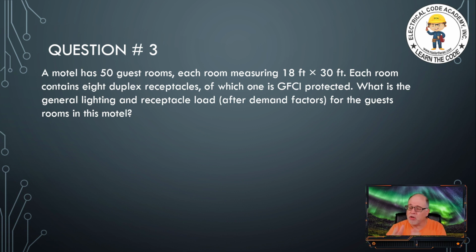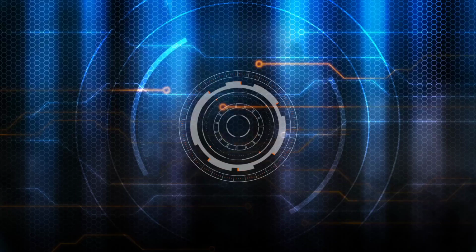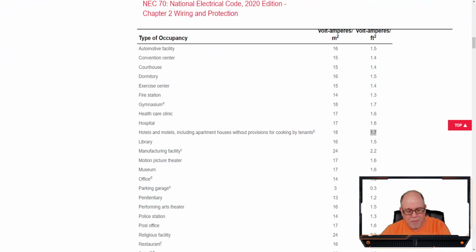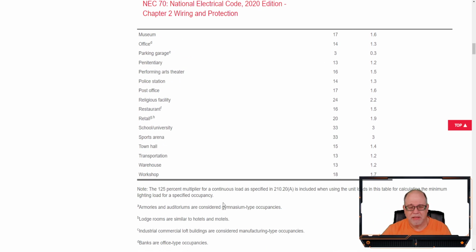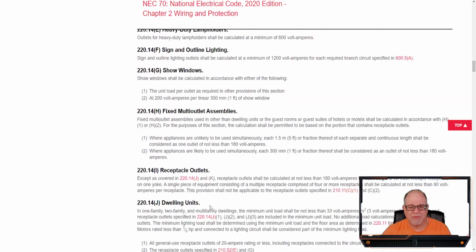Now, you notice the question says after demand factors are applied. So what does that mean? Well, let's go back to the code and you'll see what I'm talking about. All right, we're back into the code, and now we're going to go down to 220.42.